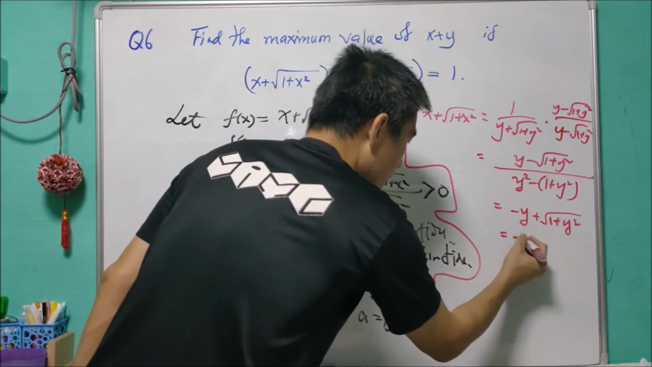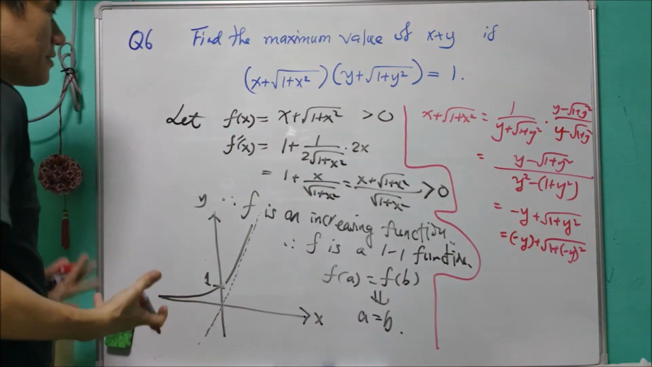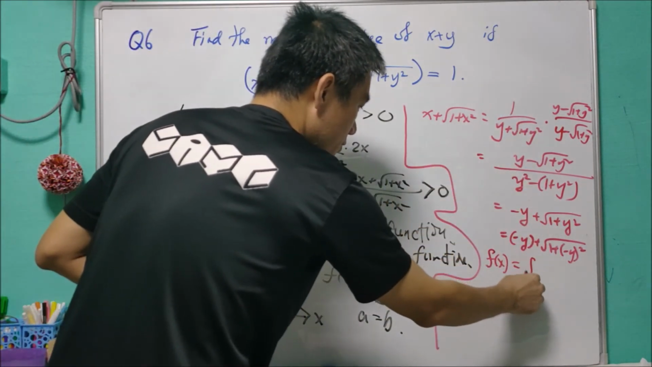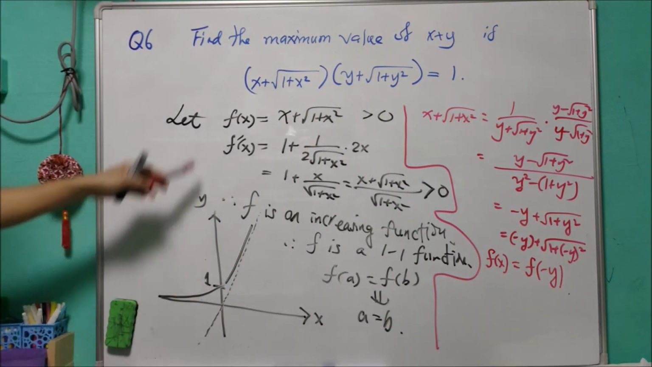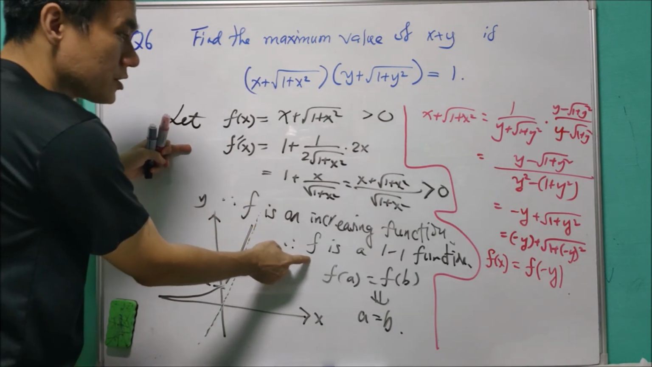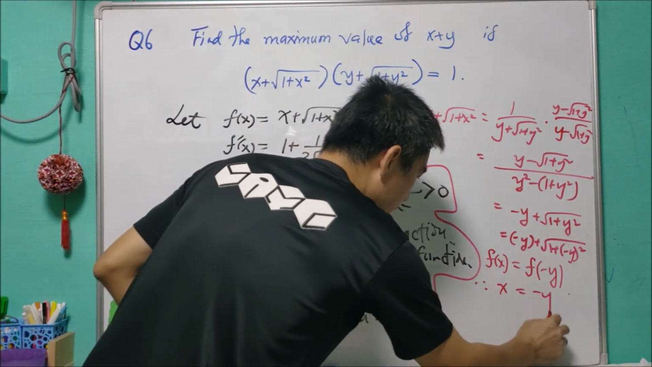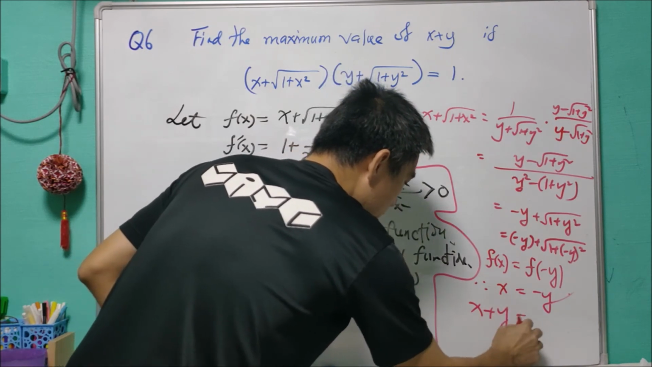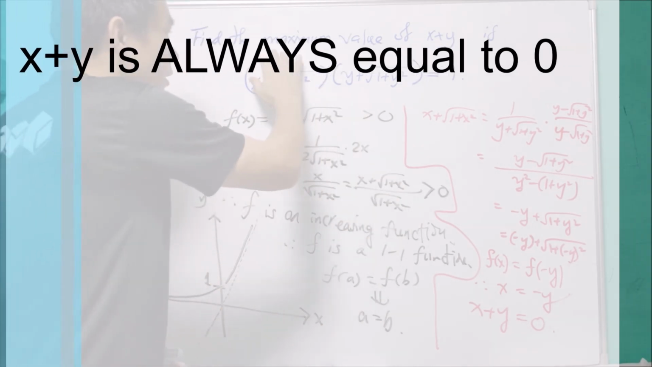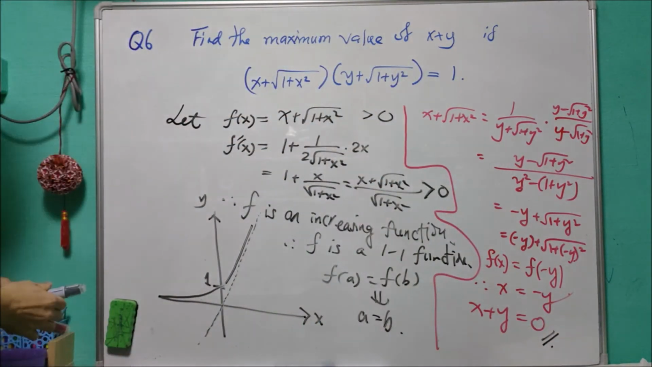Now this can be written as negative y plus square root of 1 plus negative y squared. So we have the same form. On the left hand side, it is equal to f(x). On the right hand side, this is actually equal to f(negative y). Just now we said that f is an increasing function, and therefore f is a 1-1 function. So f(x) equals f(negative y) implies that x equals negative y. So x plus y is actually equal to 0. So x plus y is always equal to 0. The maximum value of x plus y will certainly be 0. And therefore 0 is the answer for question 6.